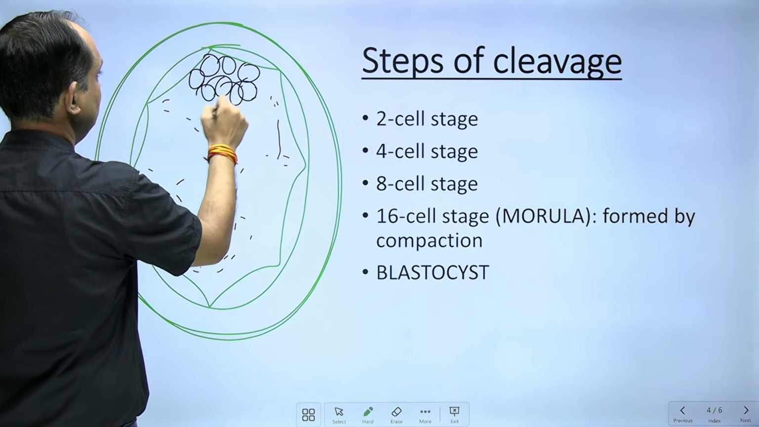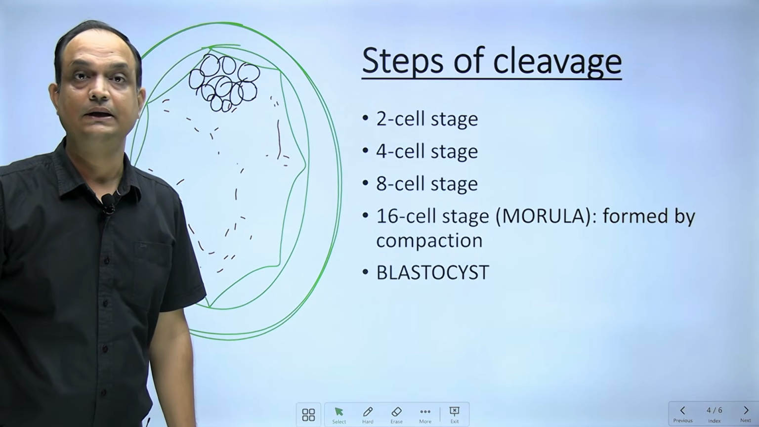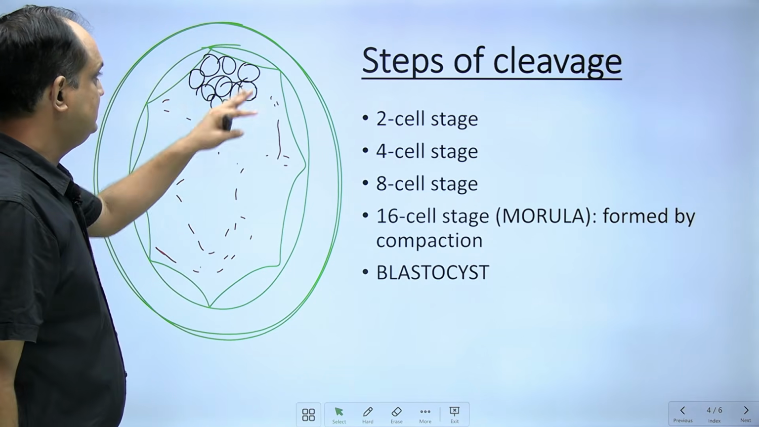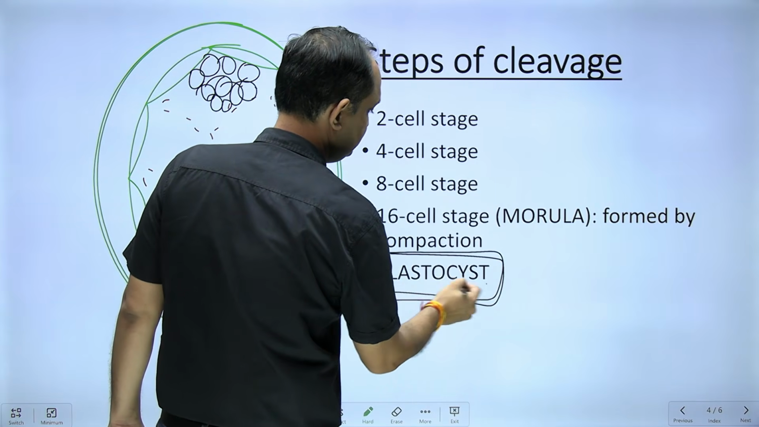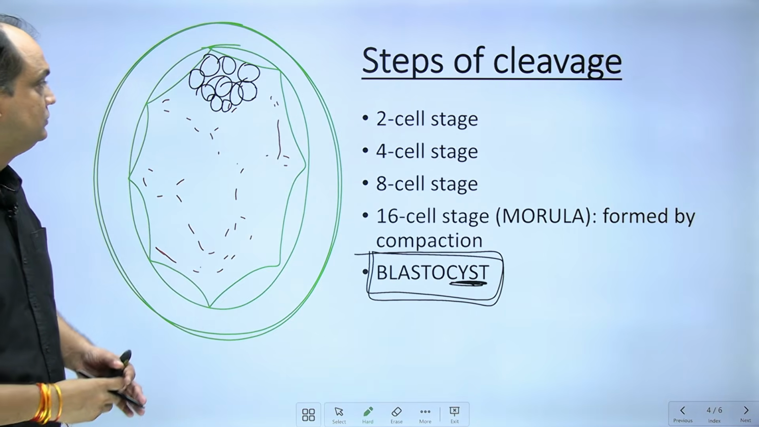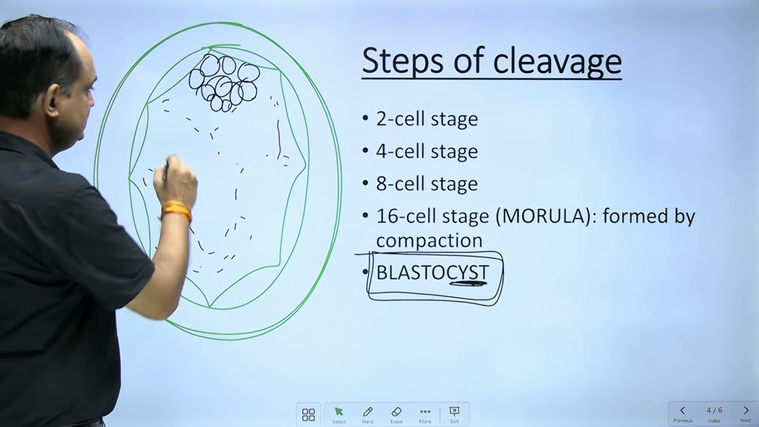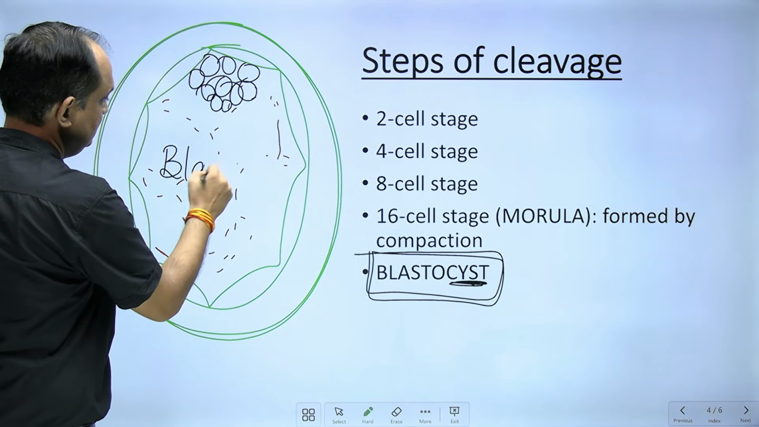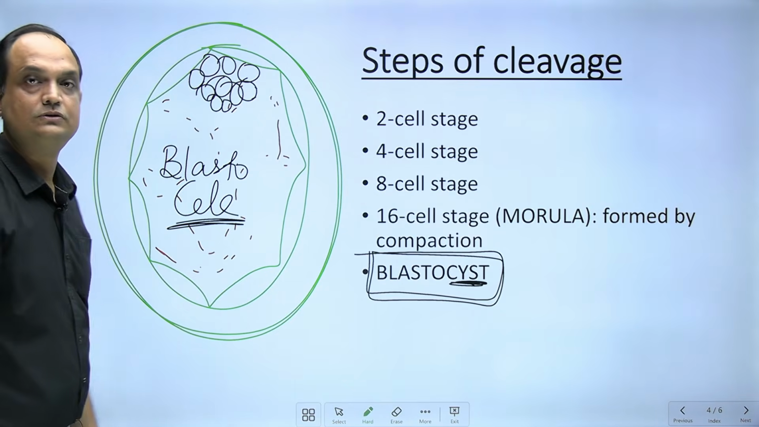And now a large cavity will appear inside this developing zygote. This stage is now known as blastocyst. Cyst means any swelling which contains fluid. So here you can see that a cavity is formed. This cavity is known as blastocele.